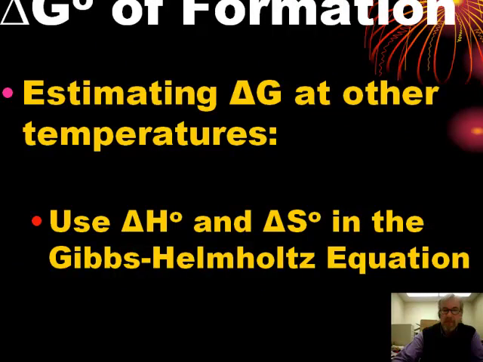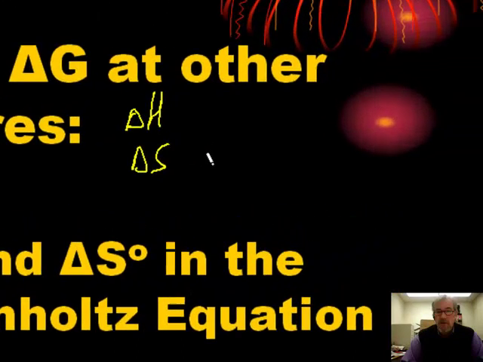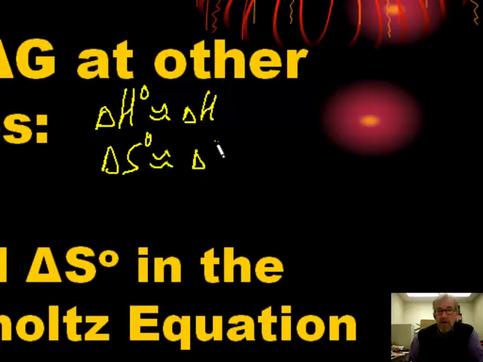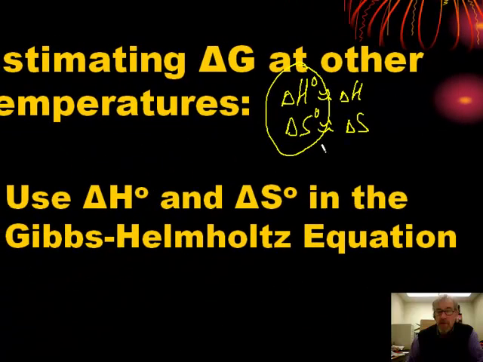Now, to find out what delta G is when you're not at 298 kelvins, you can make use of this fact. Delta H and delta S don't change very much when temperature changes. They do change a little bit, but not very much. So delta H naught is going to be pretty close to delta H at whatever temperature you're at. And delta S naught is also going to be pretty close to delta S at whatever temperature you happen to be at. So you can take delta H naught and delta S naught and substitute those in for the real delta H and delta S in the Gibbs-Helmholtz equation.